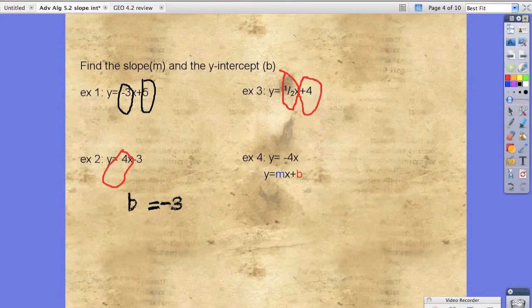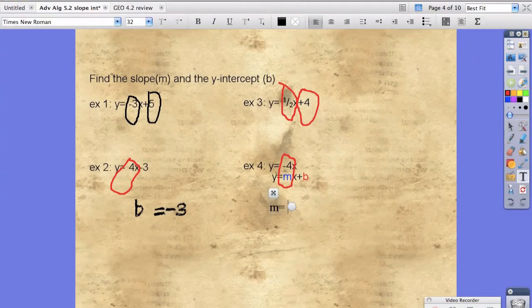Last but not least is example 4. This one might be a little tricky, but it's really not too bad. We have y equals negative 4x. Now playing match, we know that m is equal to negative 4. So m equals negative 4. And because our b, if we look right above it, there's nothing above it, our b equals 0 because there's nothing there.